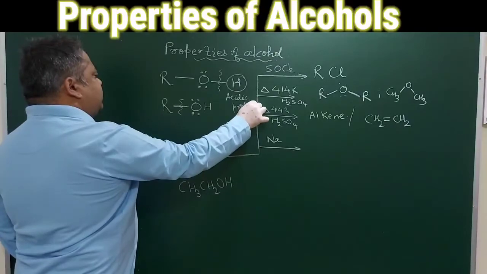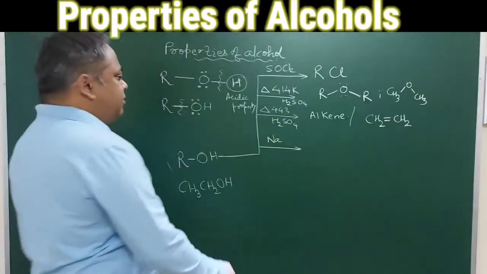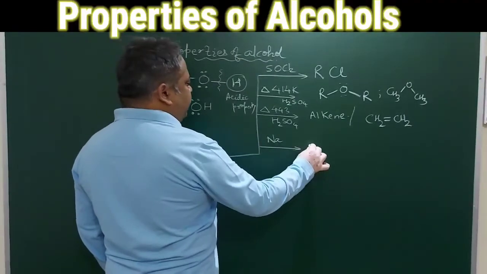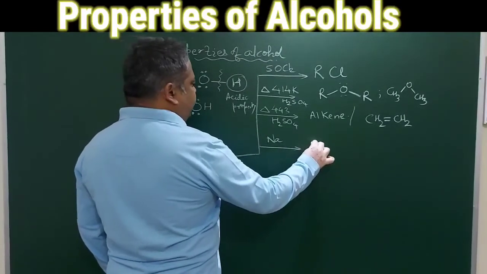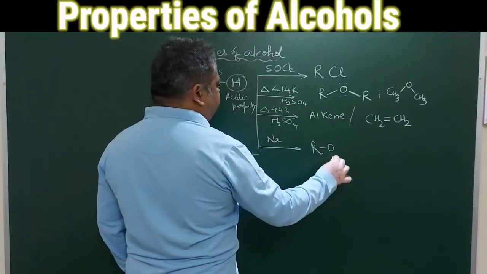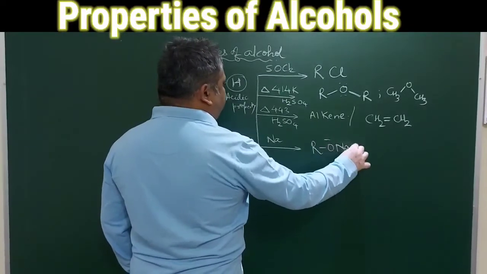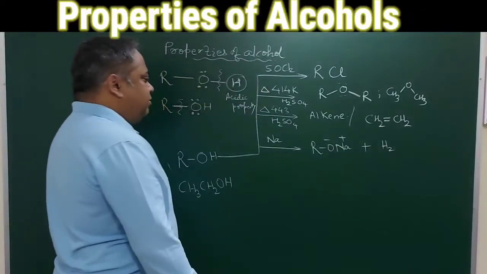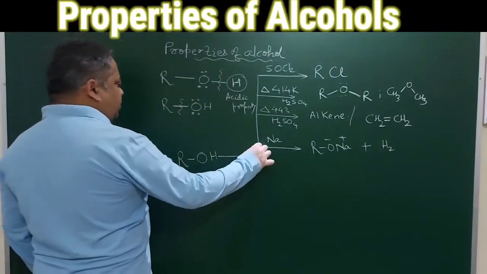Not as acidic as the mineral acids or the organic acids are, but acidic in nature in the sense that they give out hydrogen atoms. So it can form ROH, will form RO minus Na plus, and hydrogen gas will come out, and we can balance it.